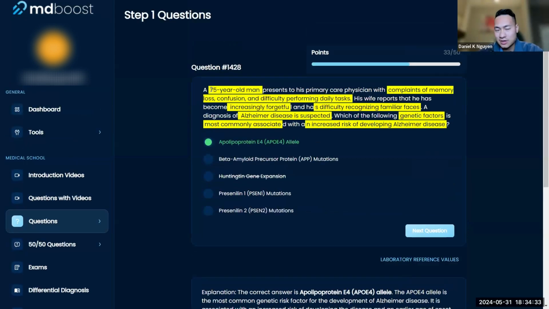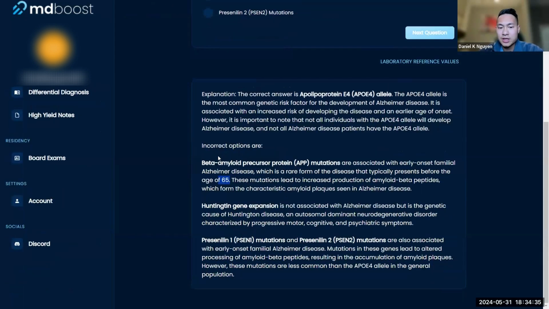So this is the tricky part. He's telling me 75, and this is early onset. Huntington's is not associated with Alzheimer's disease, but Huntington's, as we know. And just remember, presenilin 1 and presenilin 2 are also associated with early onset familial Alzheimer's disease. That leads to altered processing of amyloid beta proteins and accumulation of amyloid plaques. However, these are less common than the APOE4 allele in the general population.